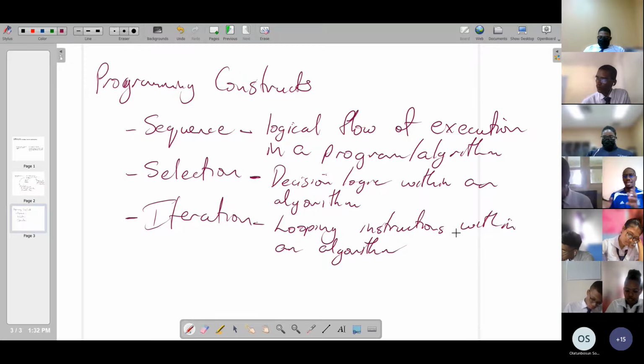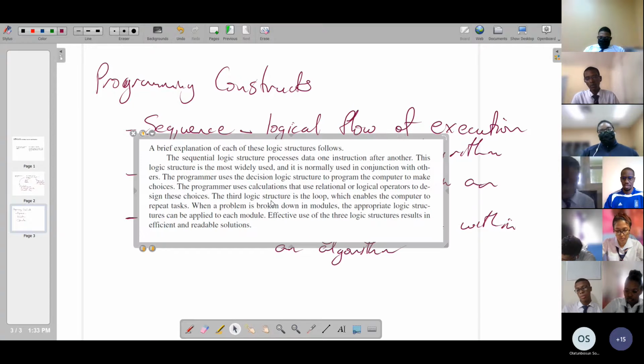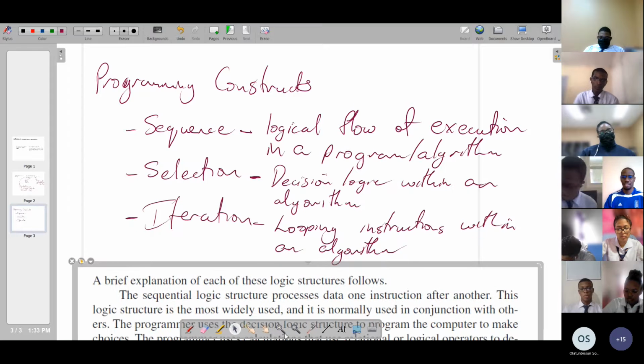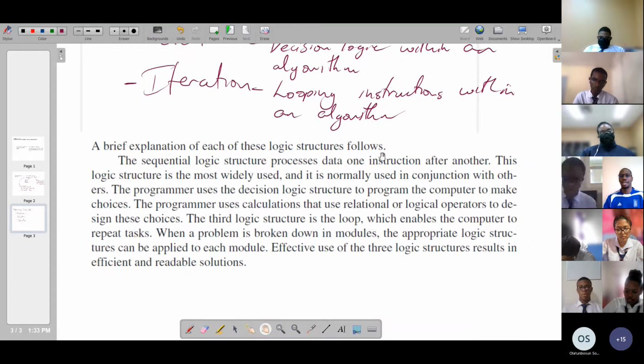So we have sequence, selection, and iteration. Those are our three main programming constructs that will allow us to be able to control how our program works. Okay, and I'm going to put a much better written structure here, a definition here.